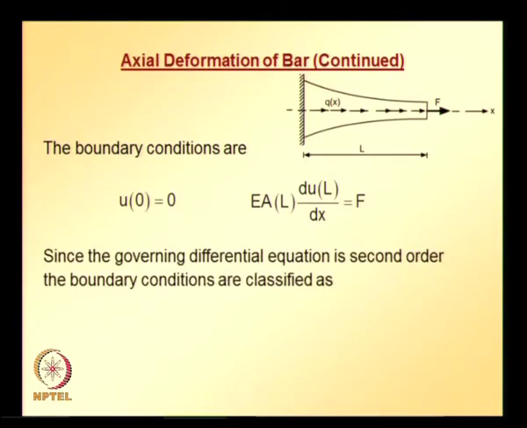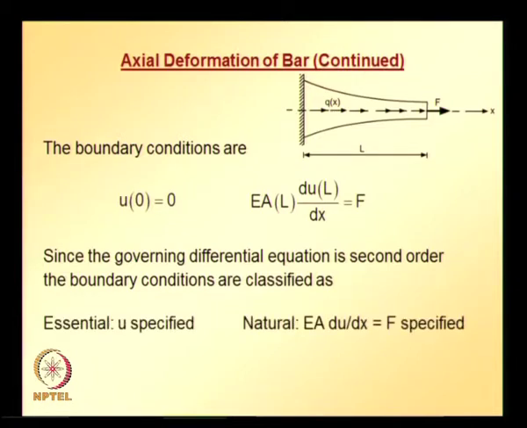and these boundary conditions can be classified into two types: u evaluated at x is equal to 0, which is a zeroth order equation, can be classified as essential boundary condition, and the second boundary condition, that is E times A evaluated at x is equal to L times derivative of u with respect to x evaluated at x is equal to L is equal to f, that involves first order derivative, and that can be classified as natural boundary condition. So, the two boundary conditions can be classified as mentioned there: essential, u specified; natural, E times A times derivative of u with respect to x equal to f specified.